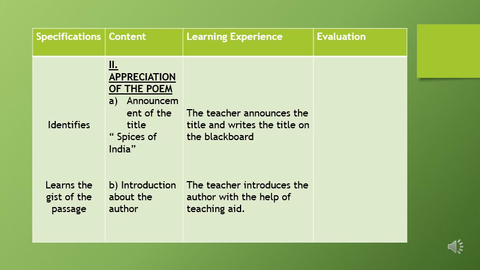After motivation, the next step is appreciation of the poem. In prose we have presentation of the lesson; in poetry we have appreciation of the poem. Under this, the first heading is announcement of the title. The teacher announces the title and writes it on the blackboard. Whenever the teacher announces the title, it should be written on the blackboard with a different color chalk.